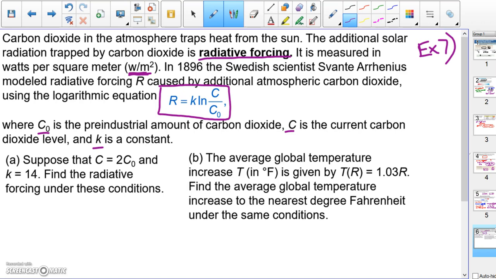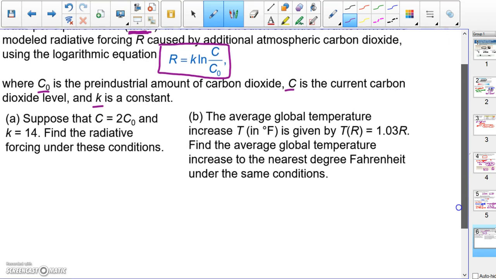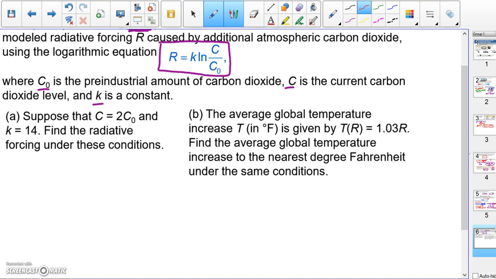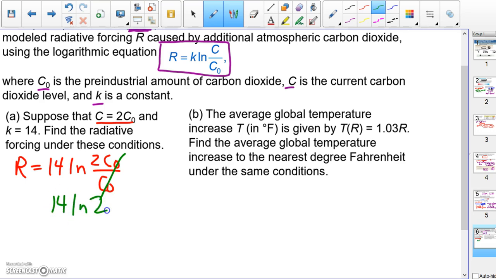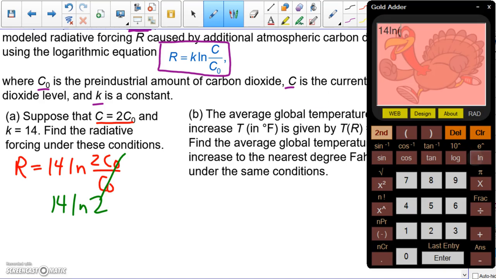Part A says, suppose that C equals 2C0 and K is 14. Find the radiative forcing under these conditions. So look at your equation. R equals K, which is 14, times the natural log of C over C0, which is 2C0 over C0. Conveniently, those two cancel out, and so I'm looking at 14 natural log of 2, which is about 9.7. Remember, our units up above were watts per square meter.